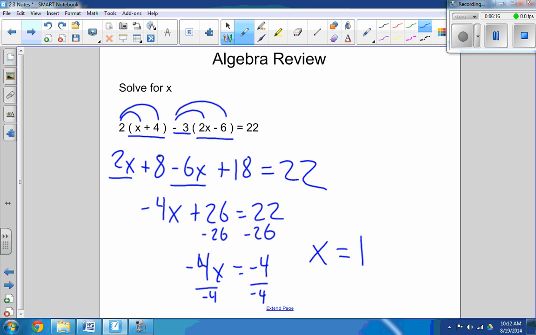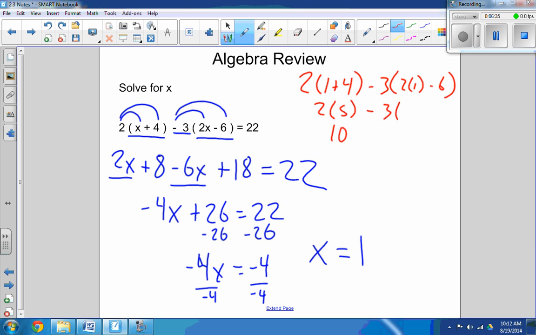Now, if you want to confirm that you did this right, plug it back in. 2 times 1 plus 4 minus 3 times 2 times 1 minus 6. So that's 2 times 5, which is 10. Minus 3 times, that's 2 minus 6, negative 4. So that's plus 12. 10 plus 12 is 22. We did it right. They match.